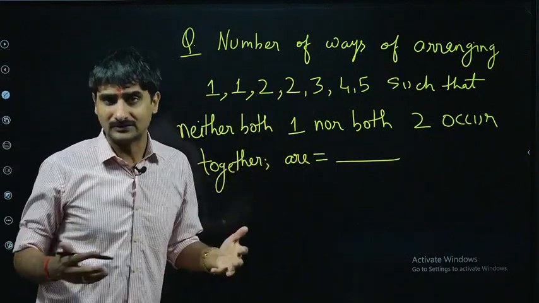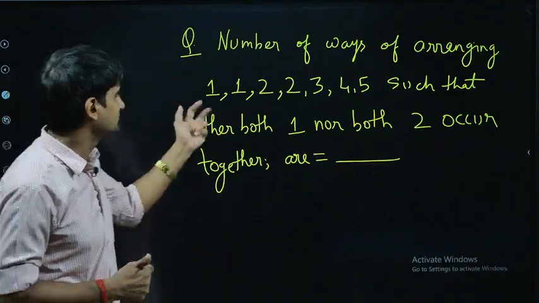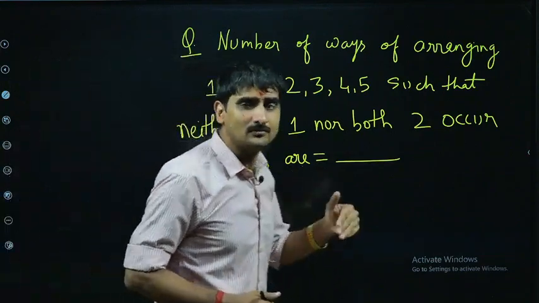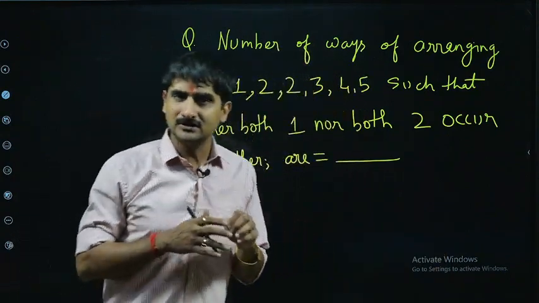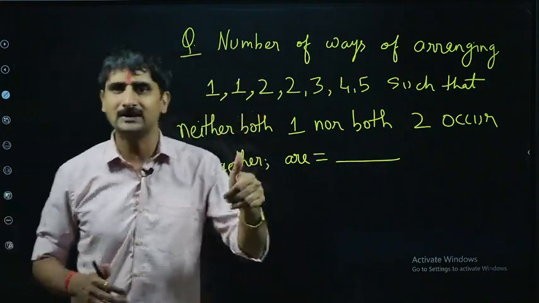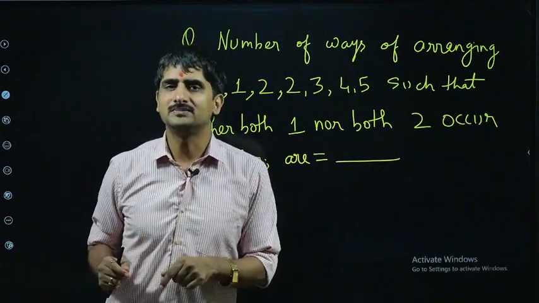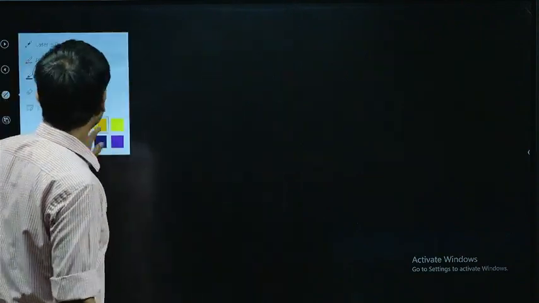7 objects, or you may call them digits, 7 digits, out of which two 1s and two 2s are identical, such that neither both 1s nor both 2s occur together. So the question statement is neither both 1 nor both 2 occur together. That simply means that 1 and 2 may occur together, but 1 shouldn't appear together, 2 shouldn't appear together. That's the question. Now see how I approach this question.